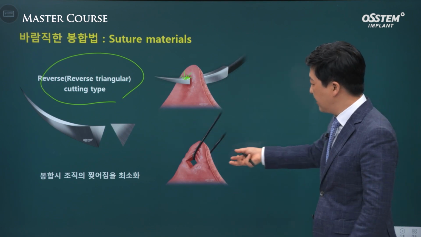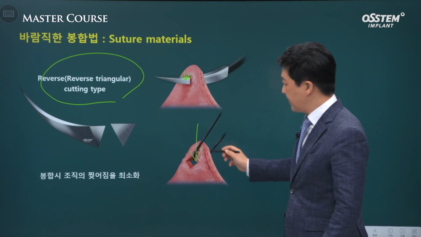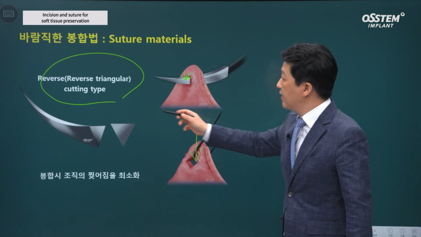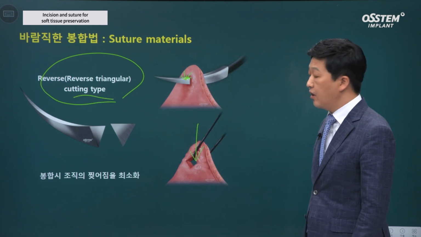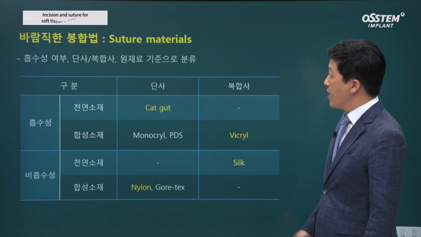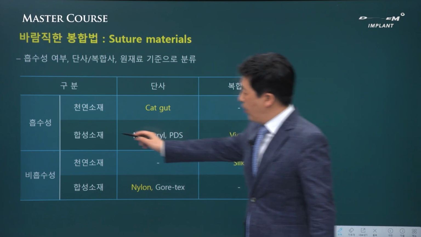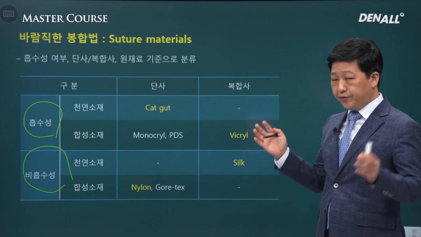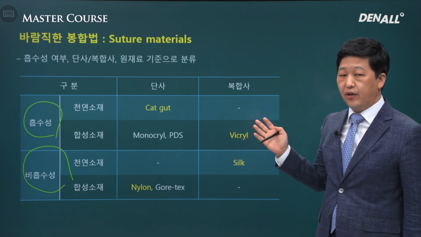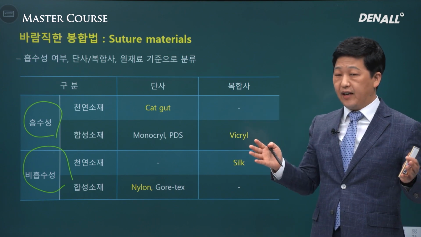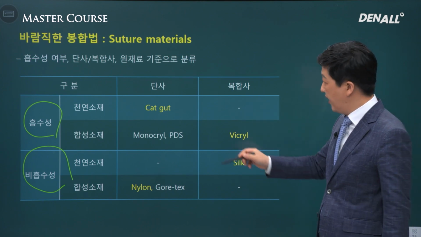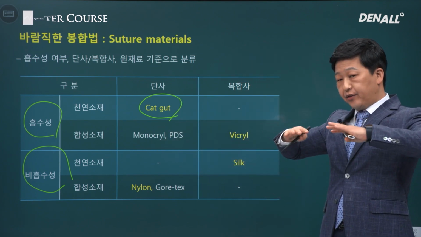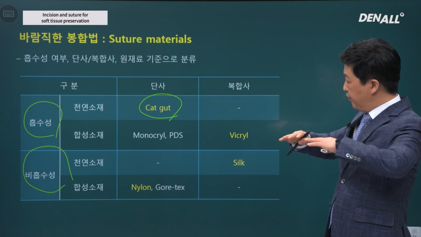Otherwise, there's a high possibility of tear occurring in this area. As a result, I would like to recommend you to use a reverse cutting type needle. This is strongly recommended. Suture material can be divided into resorbable and non-resorbable material. In the dental field, resorbable material is rarely used. When doing a free gingival graft or connective tissue graft, or when forming a bed, catgut is normally used.